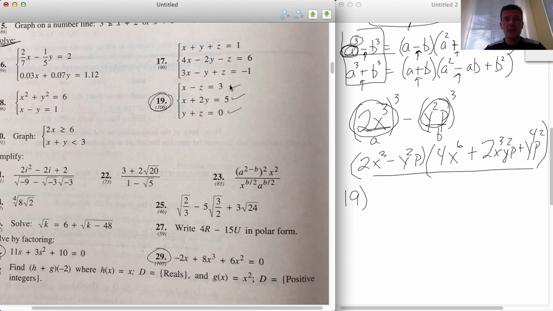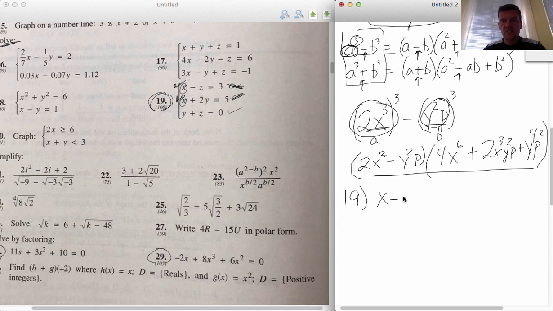So here's what I mean. I'm going to take these 2 right here, because they both have an x in them. And I'm going to eliminate that x. Here's what I mean. x minus z equals 3, x plus 2y equals 5. I'm going to basically subtract those 2 equations. I've lined them up so that everything that is alike is aligned, and I'm going to subtract those 2 equations.